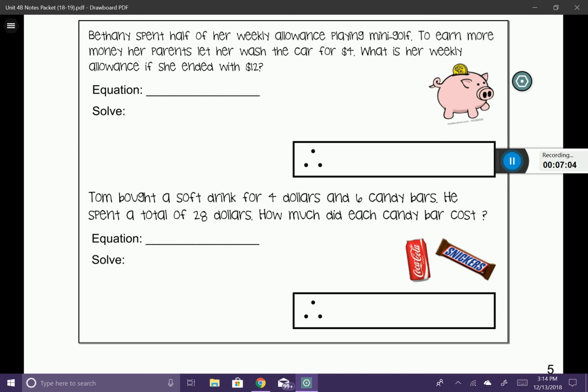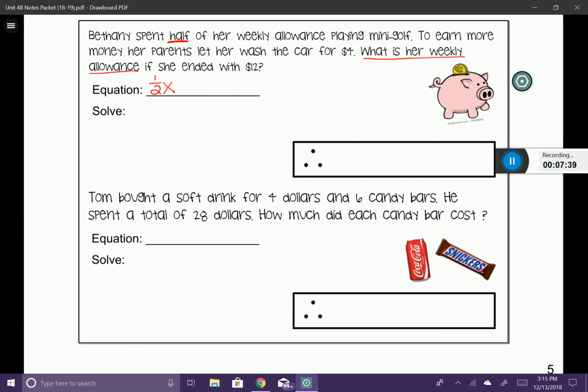All right, so Bethany, she spent half of her weekly allowance playing mini golf. Well, how do we represent that? Well, a half we can represent by writing 1/2, right? Now, let's reflect on what we're being asked. It says, what is her weekly allowance? Well, if the question states Bethany spent half of her weekly allowance, can't we say that that's going to be our variable? So half of x, our weekly allowance. So she's going to spend half of that.